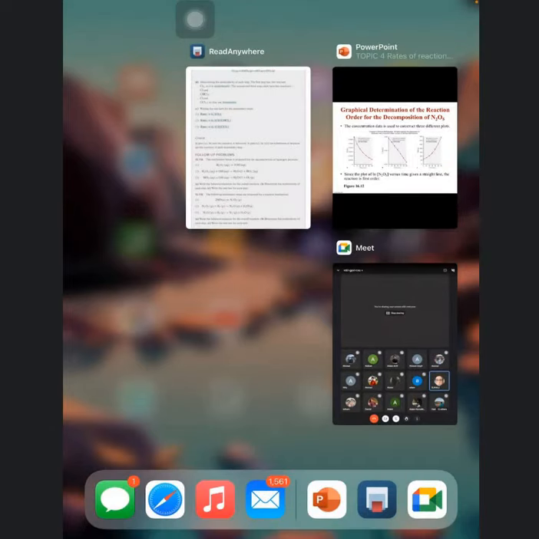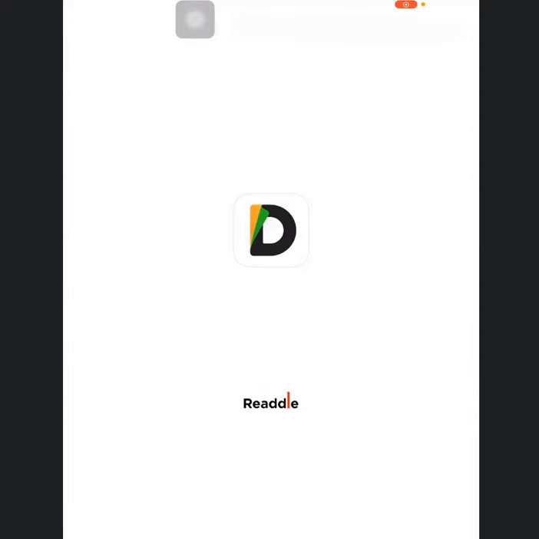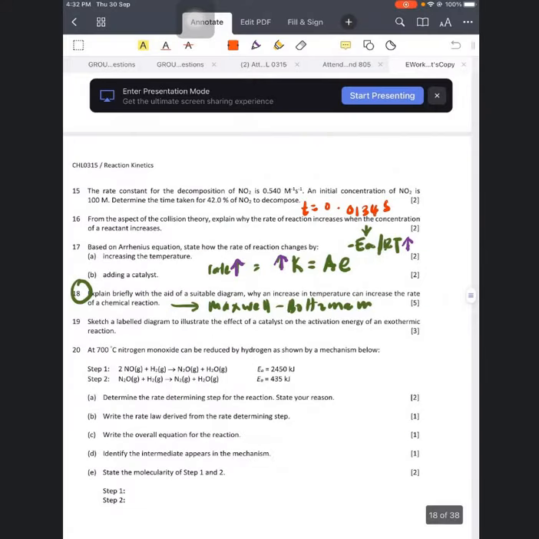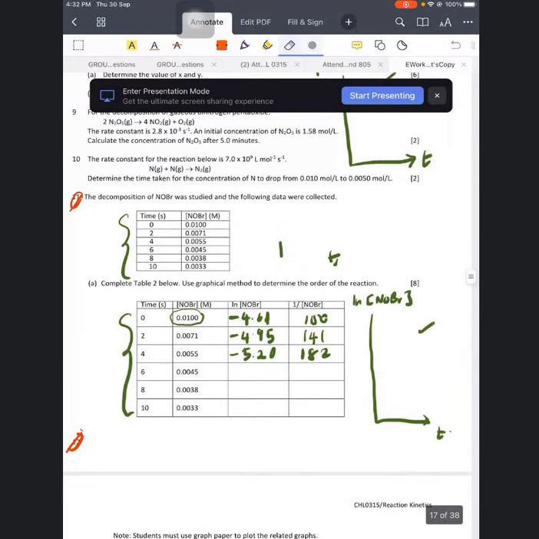Contoh soalan dia ada dekat dalam workbook. Soalan dia adalah yang ni. Okey, jap. Ashil, you tak tutup mic.